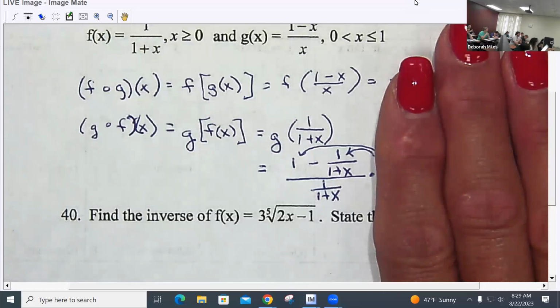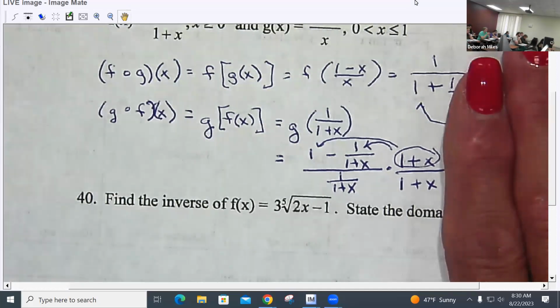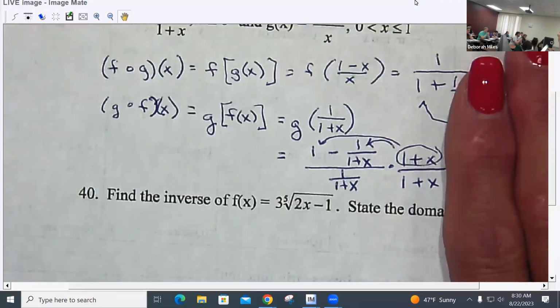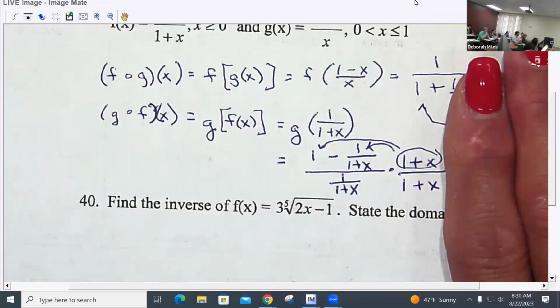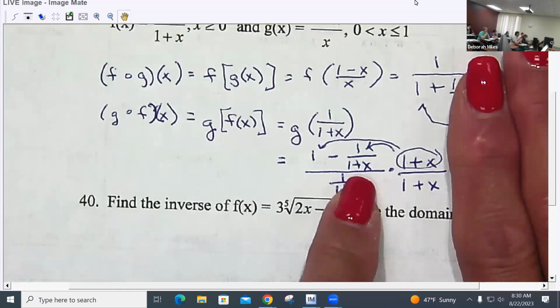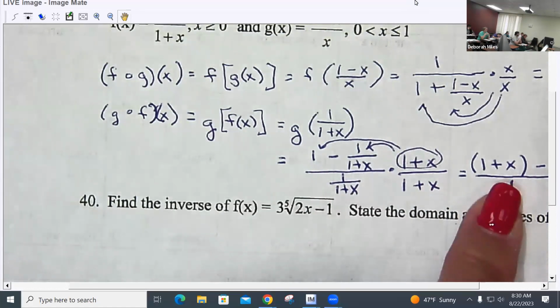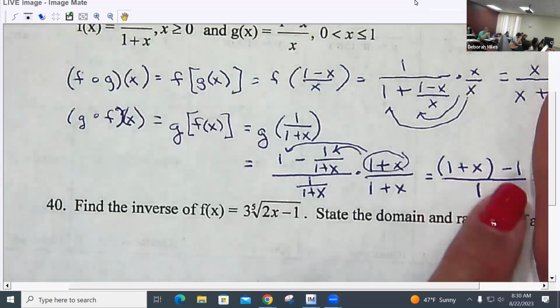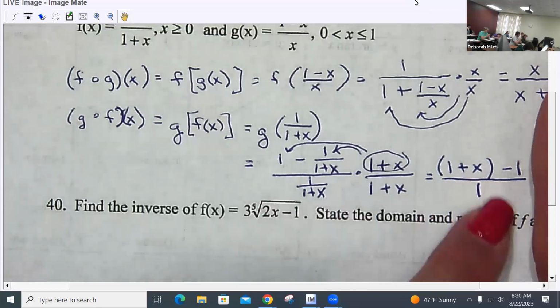The baby denominator is 1 plus X. So multiply the whole fraction by 1 plus X over 1 plus X, because the only thing you can multiply by without changing it is 1. It has to be 1 that you're multiplying by, something over itself. Now distribute that through the numerator, and what did you get? 1 plus X, and you don't have to have those parentheses, but they help my eyeballs, minus 1. And in the denominator, just get 1.